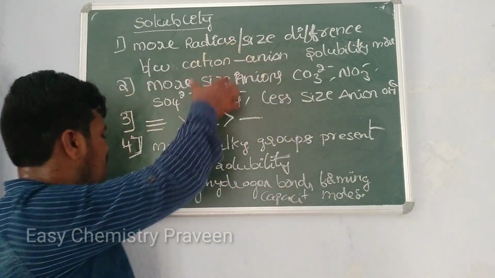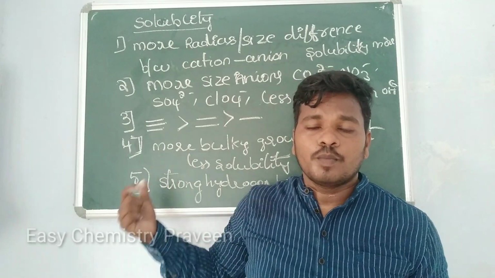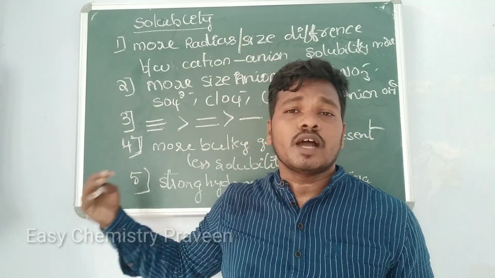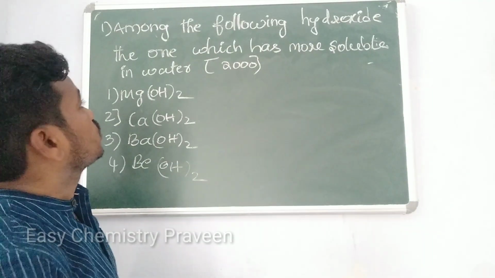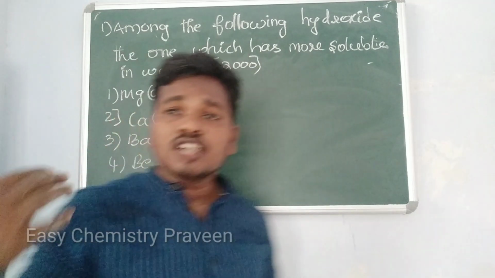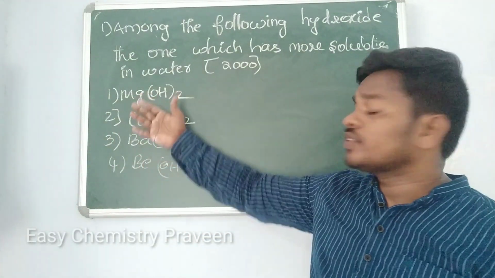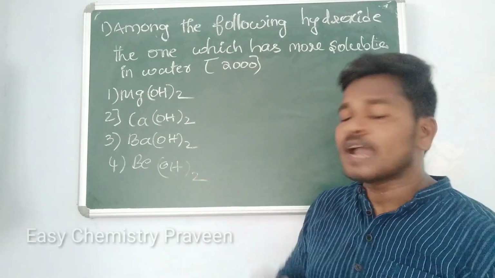If you remember these 5 points, you can easily solve different types of problems related to solubility order. Now we can see different types of solubility order questions. IIT JEE 2000 asked this question: among the following, which is more soluble in water? They have given magnesium hydroxide, calcium hydroxide, barium hydroxide, beryllium hydroxide.